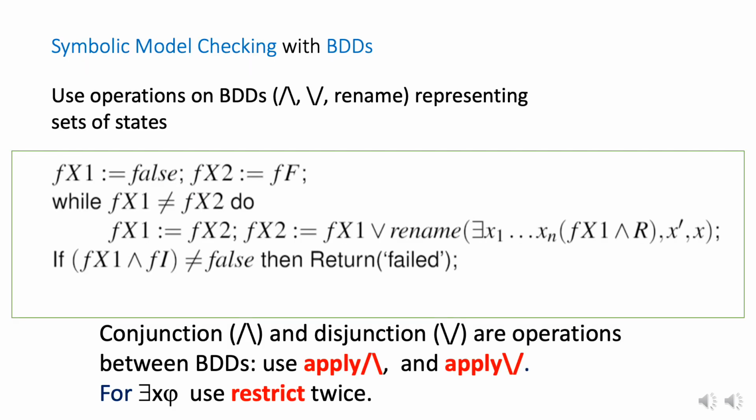Intersection between sets is replaced by conjunction between BDDs. And union between sets is replaced by disjunction between BDDs. And this is performed using the apply conjunction and apply disjunction. R is a BDD that represents the relation between the current states and the successor states. We'll describe later how to construct it. It is defined over pairs of states.